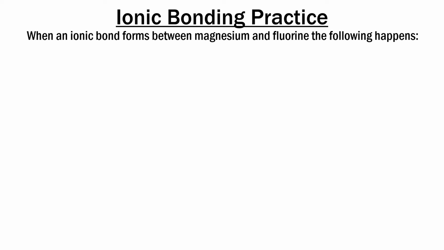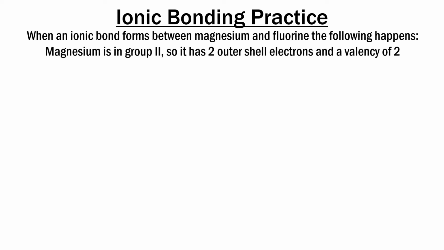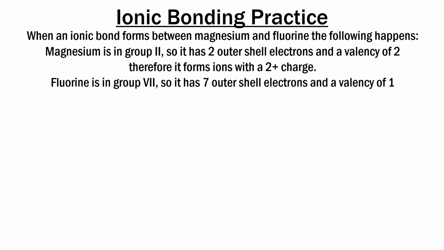Let's try between magnesium in group 2 and fluorine. Magnesium is in group 2, so it has 2 outer shell electrons and a valency of 2. Therefore, it forms ions with a double positive charge. Fluorine is in group 7, so it has 7 outer shell electrons and a valency of 1. So it forms ions with a single negative charge, F-.